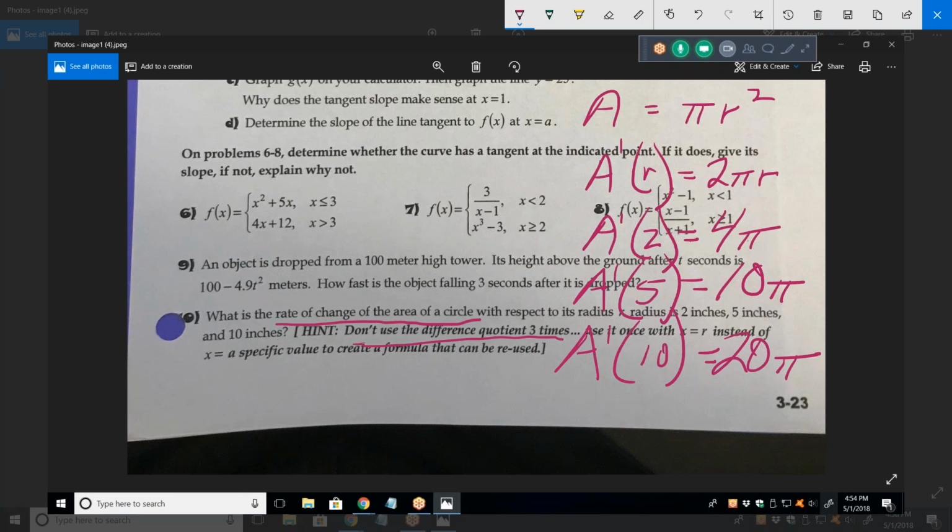Use it once. So they didn't want us to use the power rule. They wanted us to use the difference quotient on this function. I think they wanted us to use the difference quotient to find that, and only once. In other words, the difference quotient is going to give us 2 pi r as an answer. Once you have 2 pi r, now just set x equal to r instead of x equal to a.